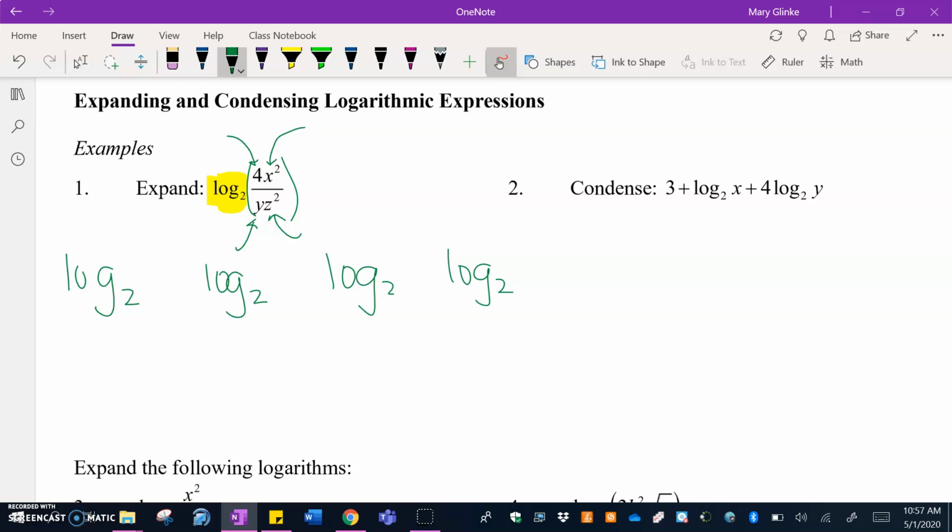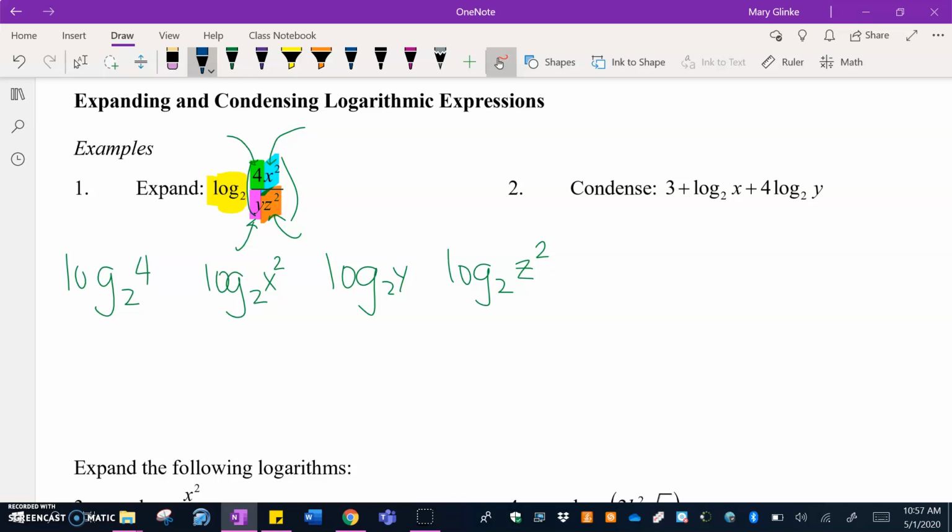Okay? Then each thing inside of my logarithm, so the 4, the x squared, the y, and the z squared, each of those is going to get its own logarithm. So we're going to do the 4, the x squared, the y, and the z squared. So every different term inside of the logarithm gets its own log. And now looking at this, we're going to figure out which of these are in the numerator and which ones are in the denominator.